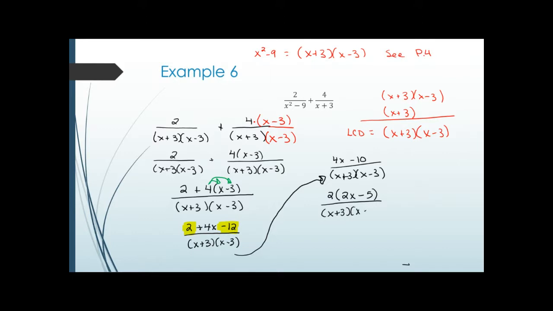And then my denominator stays the same. And now I look to see if anything is the same on the top and the bottom that I can cancel out. What that means is I would have to have a 2x minus 5 in the bottom somewhere, or I would have to have an x plus 3 or an x minus 3 on the top. And I don't have any of those, so I can't simplify, and that is the answer.